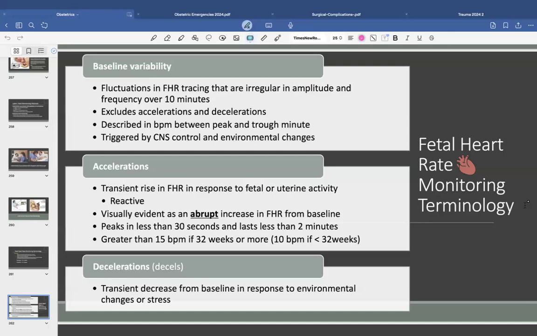A deceleration, or a decel, is a transient decrease from the baseline. So instead of the heart rate going up, it goes down. This is usually in response to environmental changes or stress.